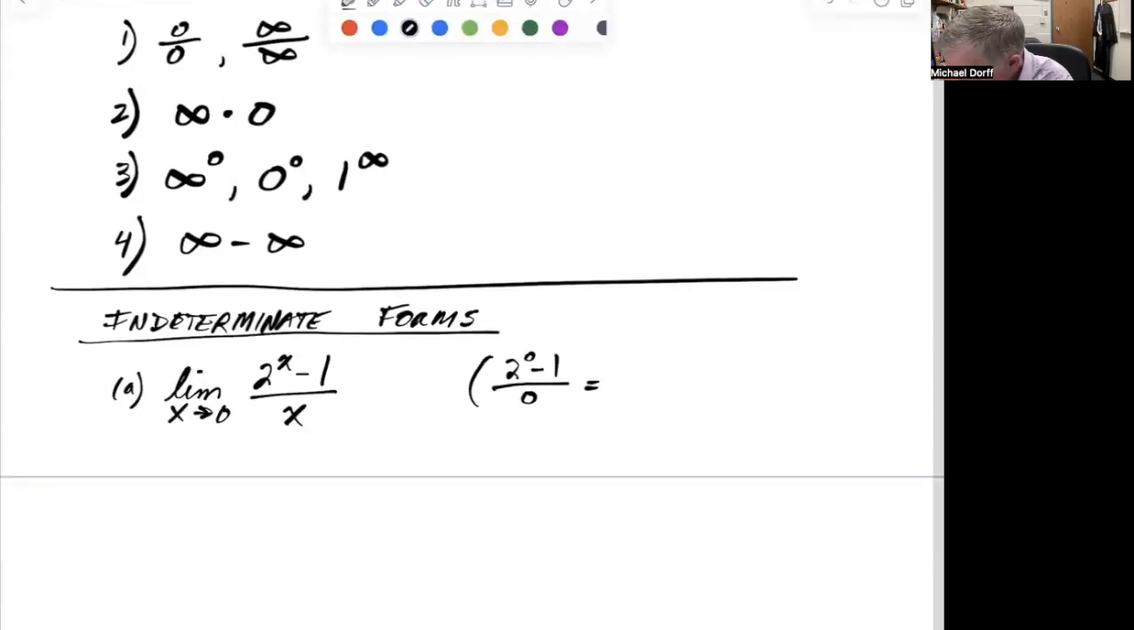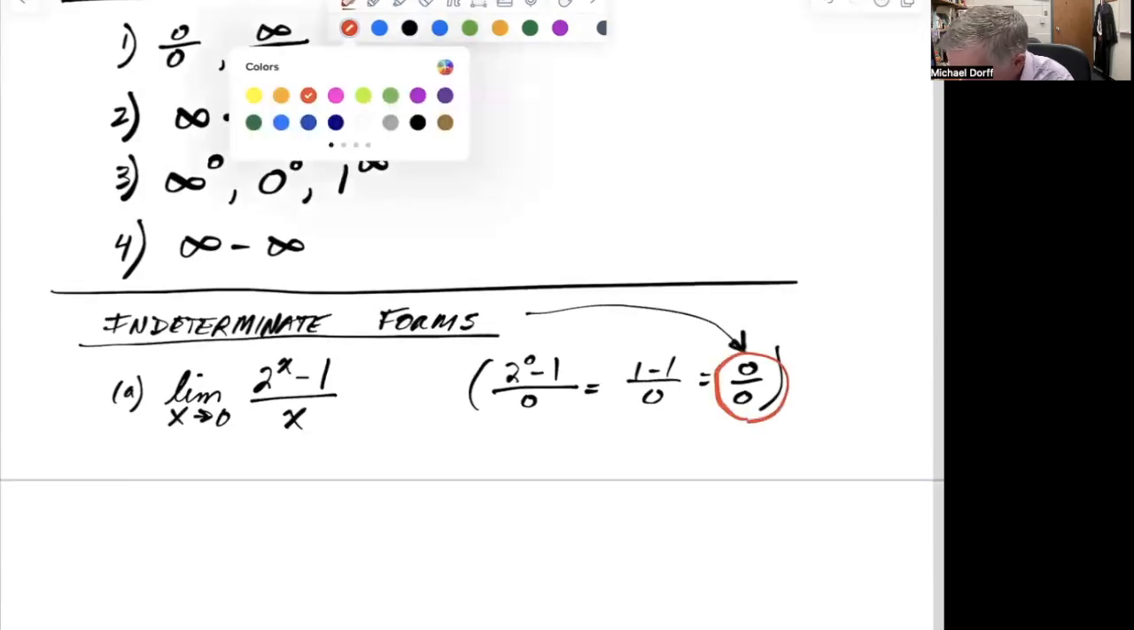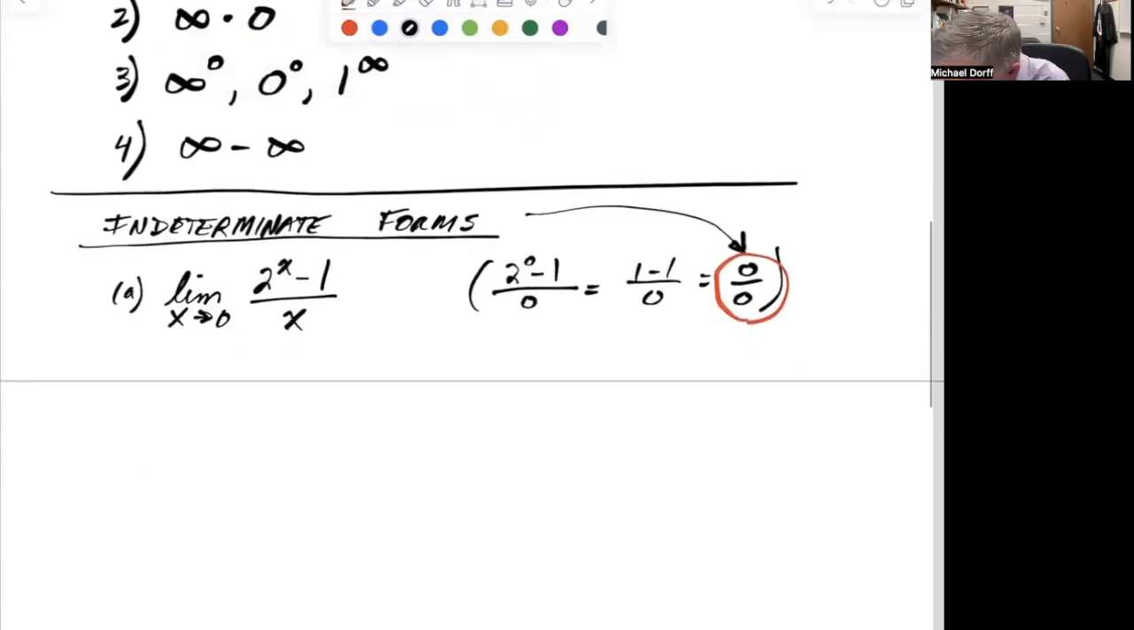Let me rewrite this here. 2 to the 0 is 1, so we get 1 minus 1 over 0, or 0 over 0. That's an indeterminate form, to have 0 over 0. All right, let me give you another example here.